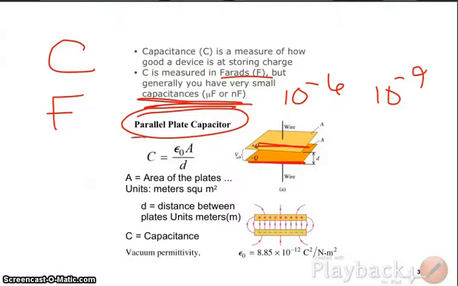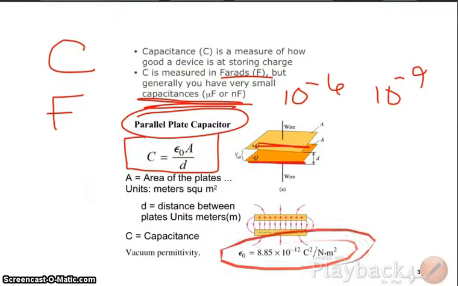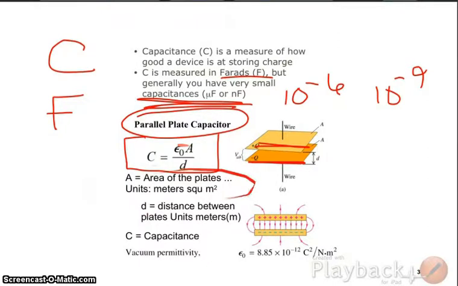Now, to find its capacitance, so to find out how good it is at storing charge, how much charge it is going to hold, you have a constant, epsilon naught, which is in your reference table as 8.85 times 10 to the negative 12th, times the area of the plates. We're going to make both our plates the same area for this. The area of the plates in meters squared, divided by the distance between them in meters. So how far apart they are, how big they are, and a constant is what determines its capacitance.